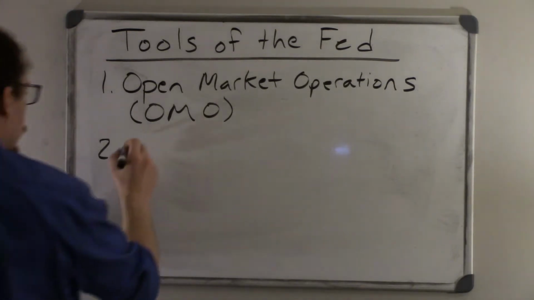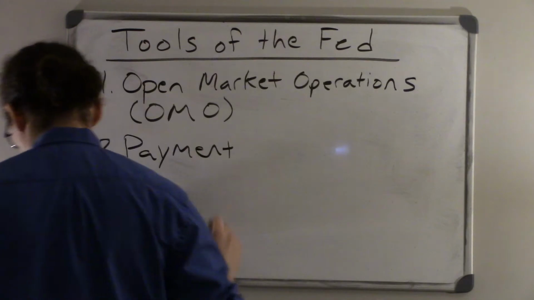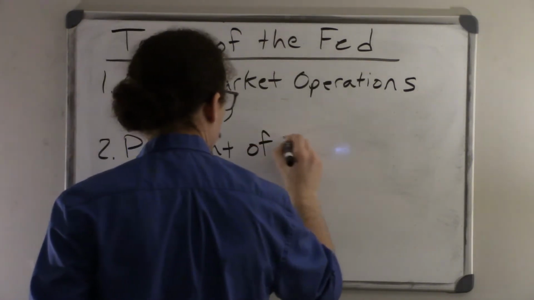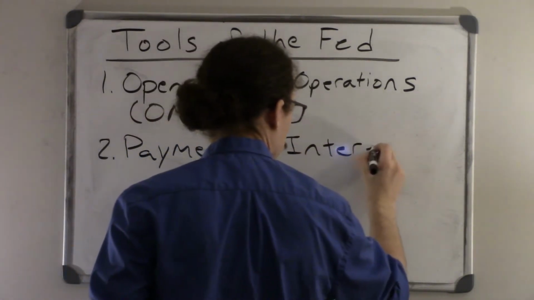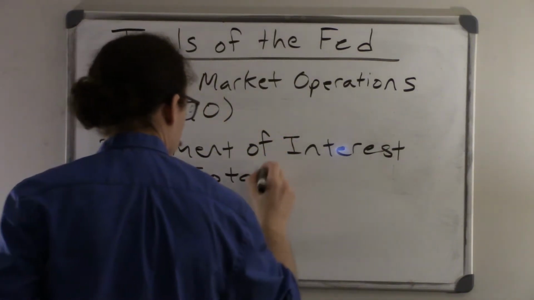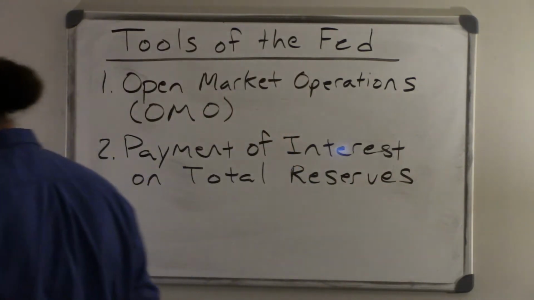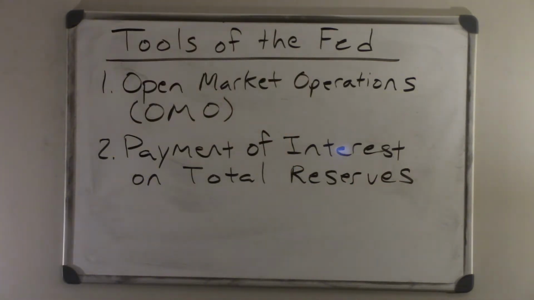The second is the payment of interest on total reserves. So those are the two tools. We're going to spend most of our time talking about this first one, our open market operations.